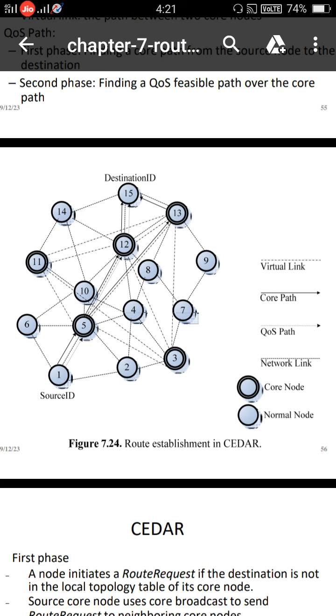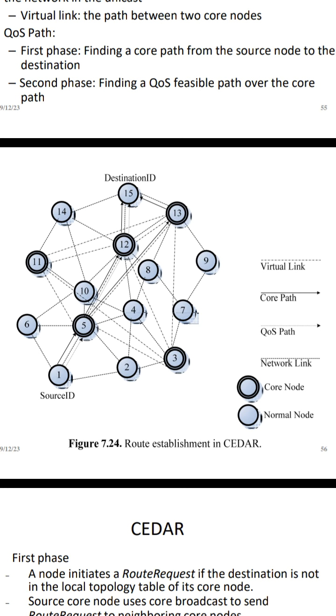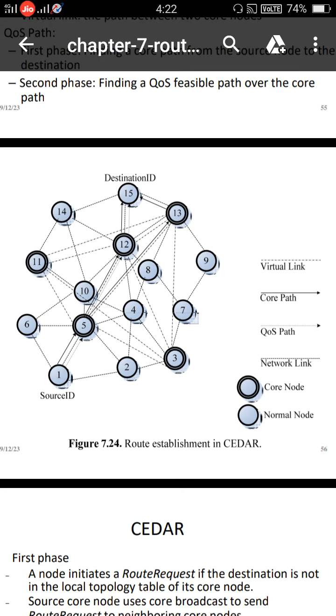Let us assume in this example that source node is 1 and the destination node is 15. For source node 1, the nearest core node is 5. First the packet is transferred from node 1 to 5. Node 5 is connected to all the core nodes within the network. Whenever the packet comes to 5, it is transferred to the remaining core nodes in the network: 3, 12, 13, 11 via virtual links.